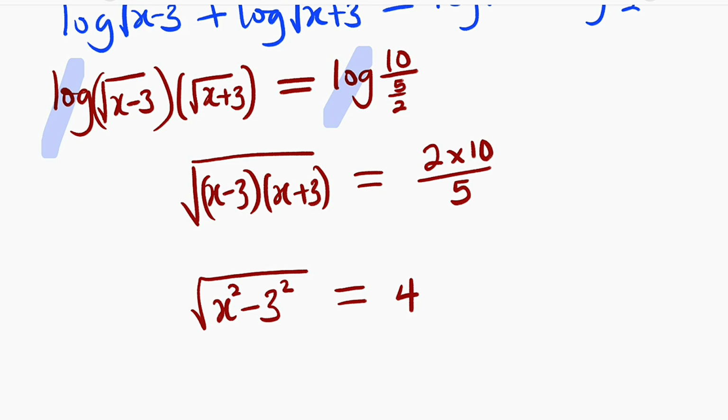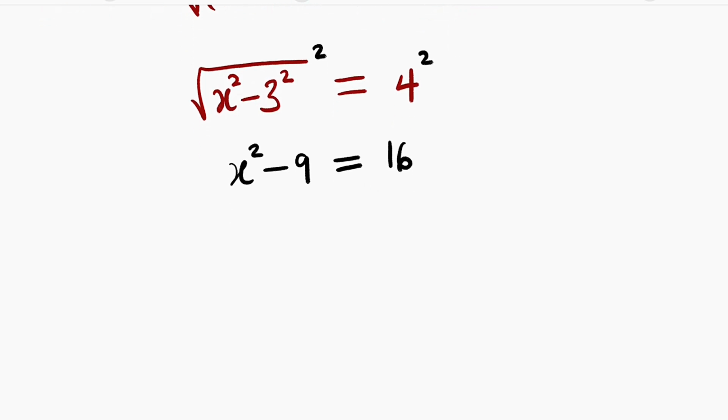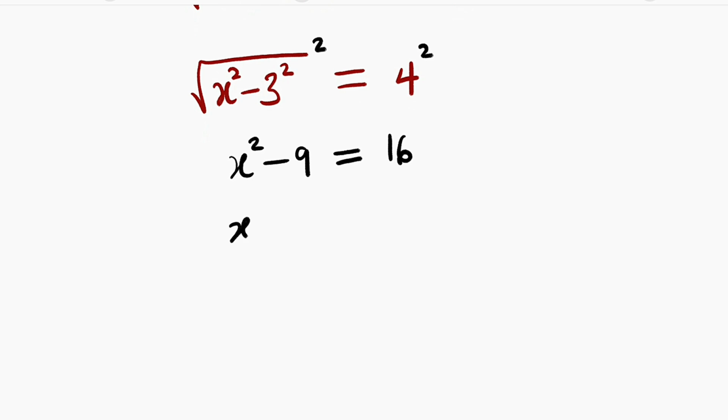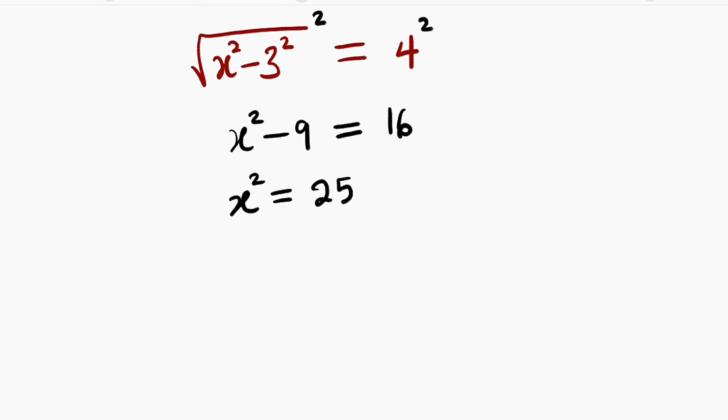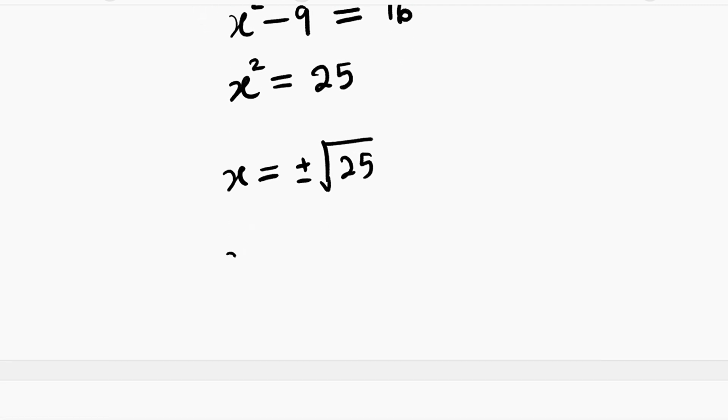So let's square both sides. If you square the left hand side, you have to square the right hand side, so that we have x squared minus 9, because 3 squared is 9, and this is equal to 16. Add 9 to both sides, we have x squared equal to 16 plus 9 equal to 25. Take the square root of both sides, you have x equal to plus or minus the square root of 25. The square root of 25 is 5, so x is equal to plus or minus 5.